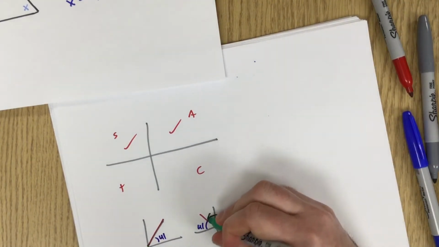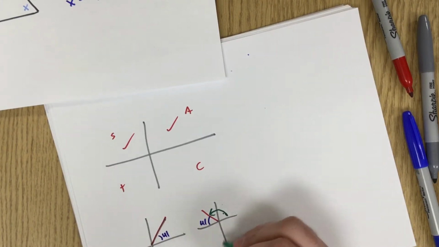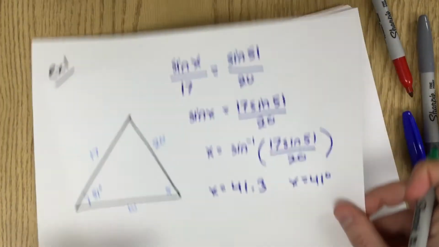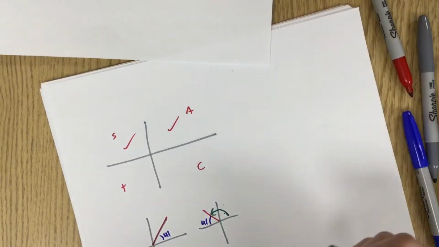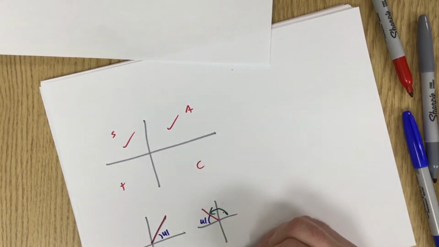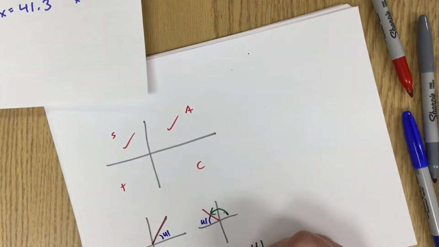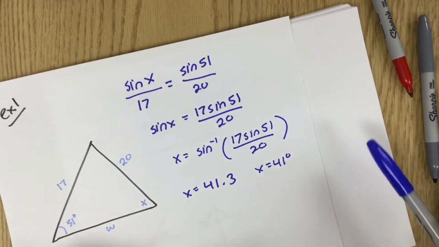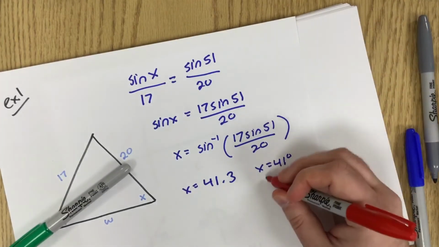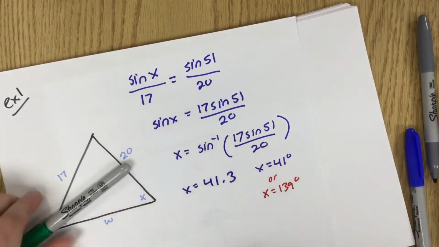and the angle here, which in this case is x, because instead of theta I used x, is going to be 180 minus 41, which is 139. So we have two possible answers now. So what we know is x equals 41 degrees or x equals 139 degrees. Okay.